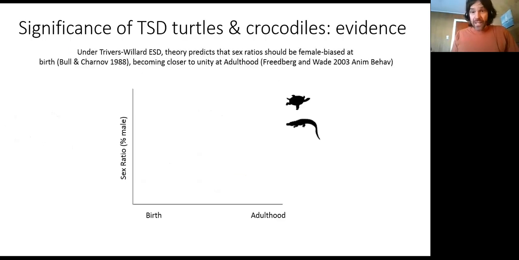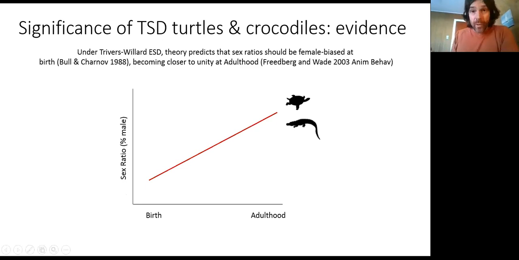But the prediction actually gets better than that. There's some theory on this that was done by Bull and Charnov in 1988, and a different subset of theory done by Freedberg and Wade in 2003 that show that if this Trivers-Willard idea is right, then what we'd expect is not just any sex ratio at birth. We specifically expect female biased sex ratios at birth. And it gets really mathy, and I'm not even sure I fully understand it yet, but let's just take their word for it. These are theoreticians. So what we would expect under Trivers-Willard is female biased sex ratio at birth, followed by a gradual shift to more male biased sex ratios at adulthood.